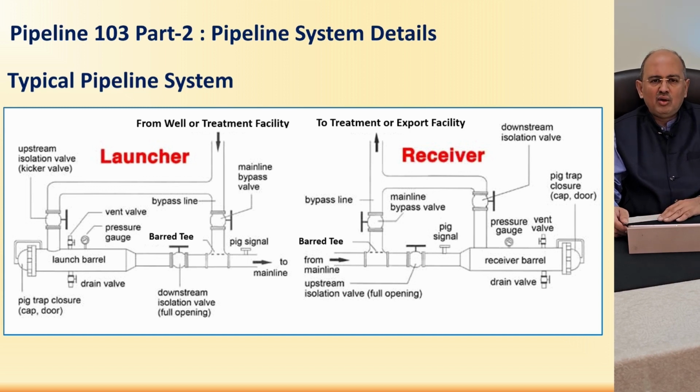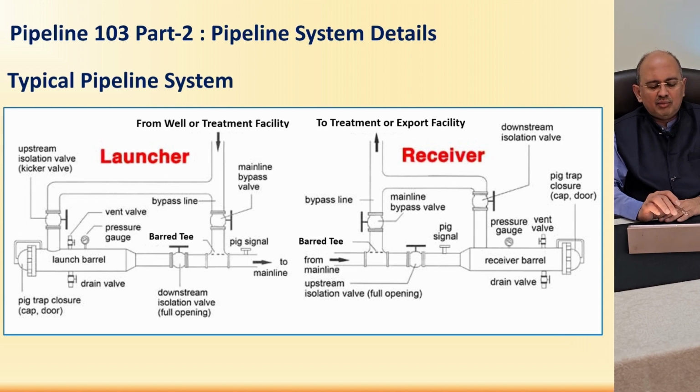To do that, we need a pig launcher, and to receive the pig, it requires a pig receiver. The pig launcher has an isolation valve, and it is connected at the end of the pipeline. The service fluid coming from the gathering system or one plant, or the plant export at the outlet of the plant, which the pipeline is going to transport, is normally connected through a T. It is not connected to the end of the pipeline, but at a branch of the pipeline, which is called the bypass piping, or bypass line, shown here as a bypass line in this sketch.